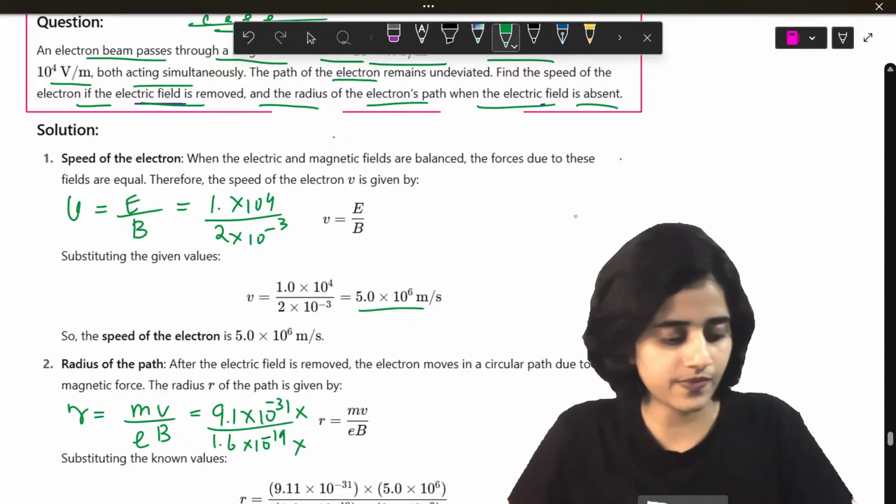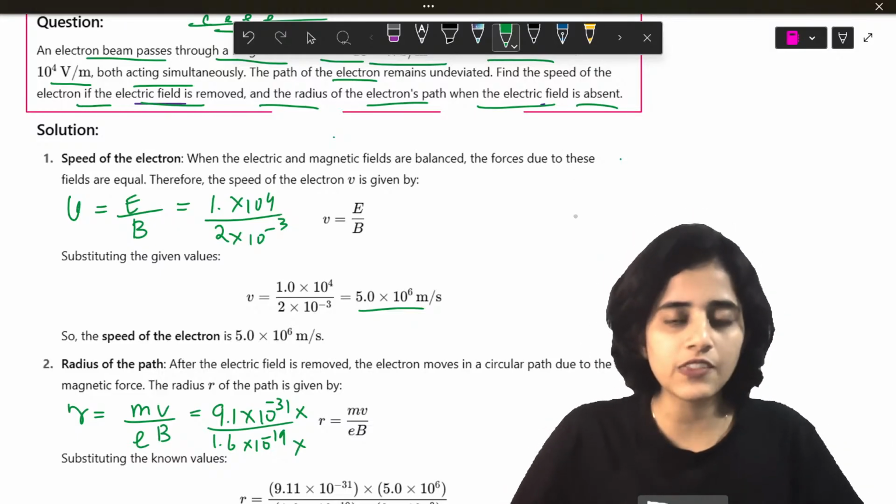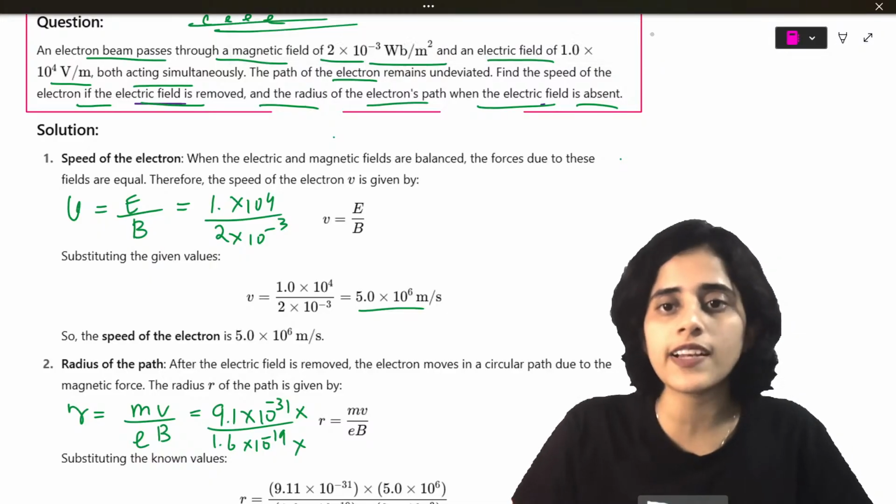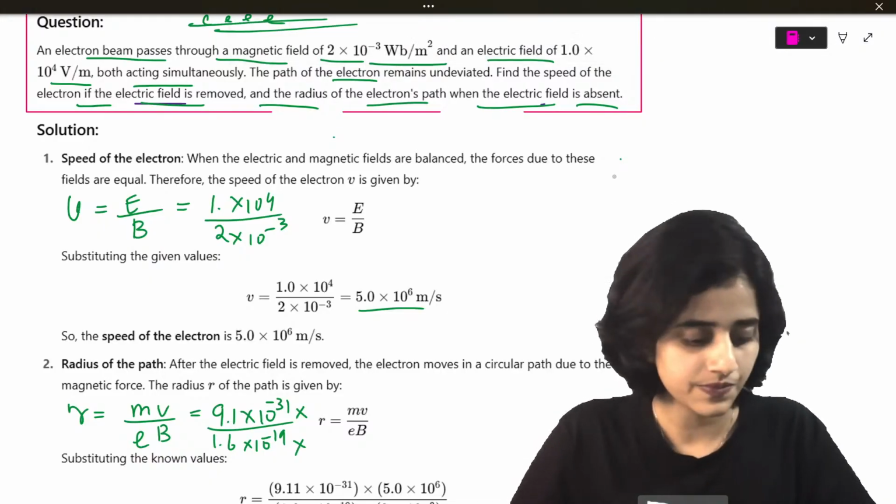Okay. Are you all getting it? I'll give you 1 minute to quickly solve it and let me know if you're getting the answer.